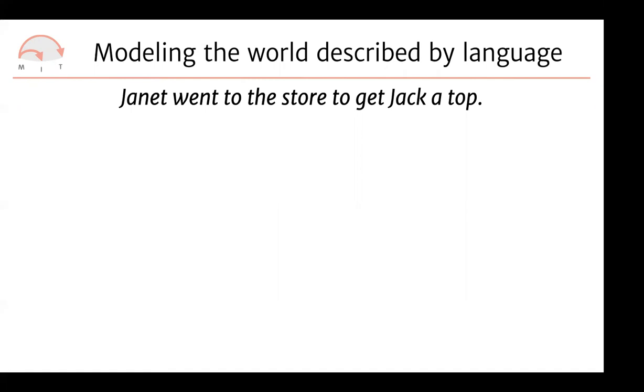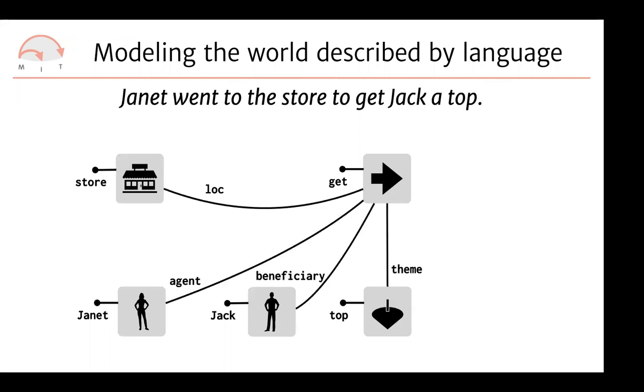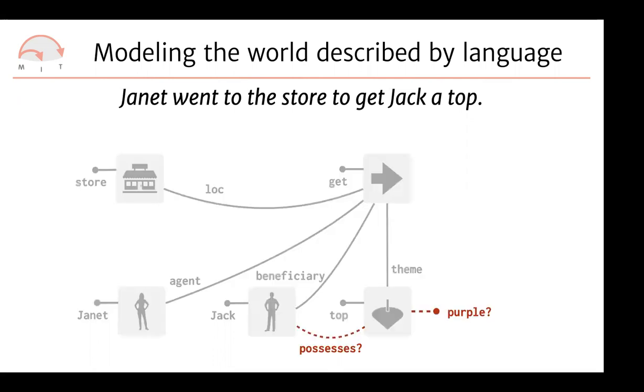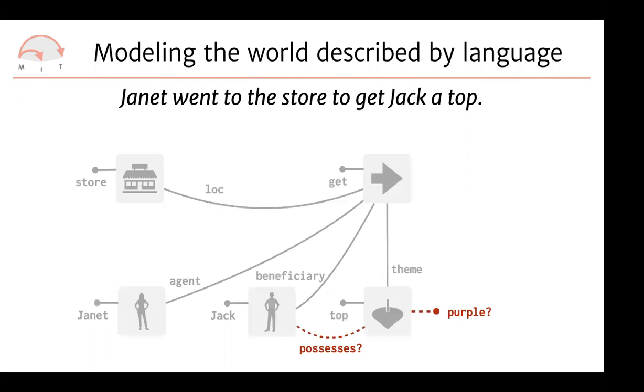Well, what would it mean to represent the state of the world symbolically? Here is a cartoon of how you might do that. There is a set of entities described by a sentence. Those entities are connected to each other via relations, right? So there's a getting event that involves the store as its location, Janet as the agent, and so on and so forth. This picture captures both everything that we know about the state of the world as described by the sentence, and everything that we don't know about it. It represents the fact that we're uncertain about whether Jack already possesses a top, and we're uncertain about the color of the top that Janet is trying to buy from the store.